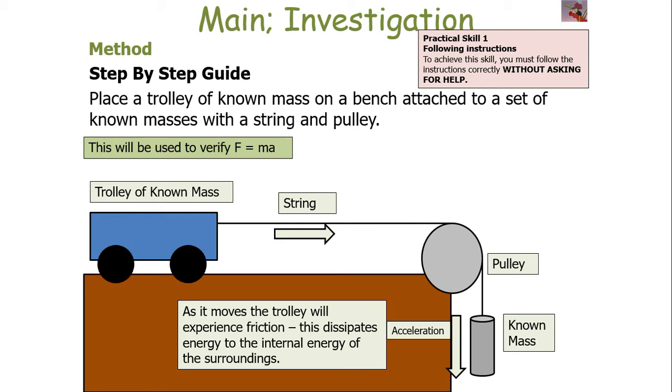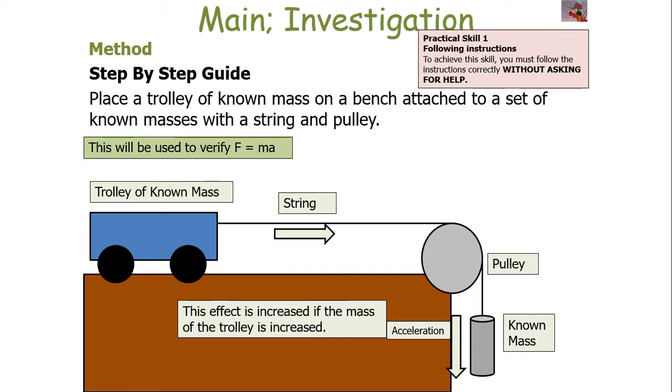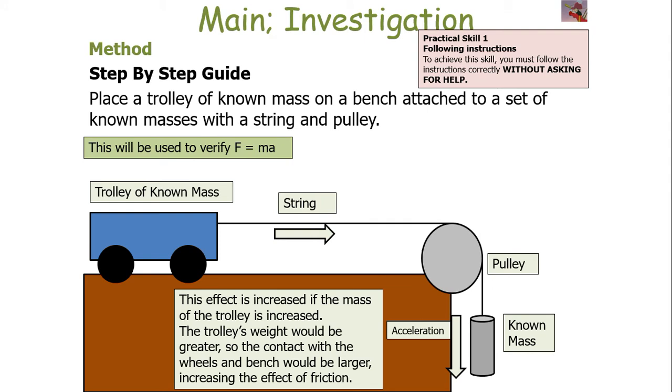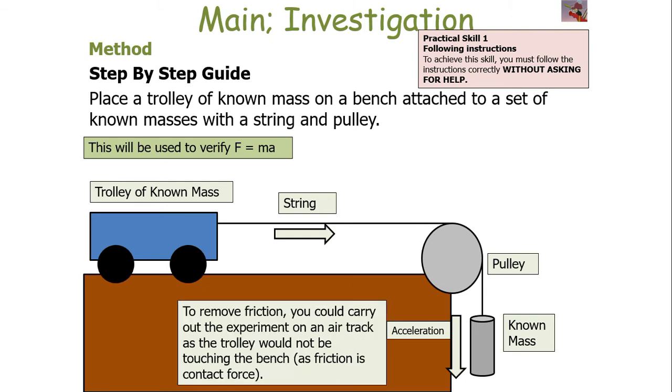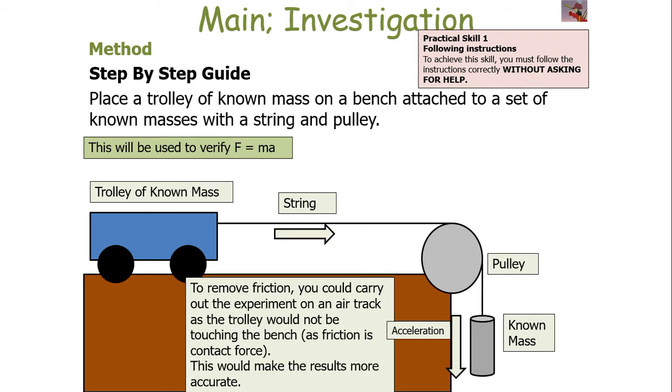Now it's also interesting to note that this effect is actually increased if the mass of the trolley is increased, because if the mass of the trolley is increased, the trolley's weight would be greater, so the contact between the wheels and the bench will be larger, which increases the effect of friction because friction is a contact force. So to remove the friction, in theory, you could carry out the experiment on an air track as the trolley would not be touching the bench, as friction, like mentioned before, is a contact force. So if you remove the contact, you'd remove that idea of friction being generated. Now that would make our results more accurate if we could do so.